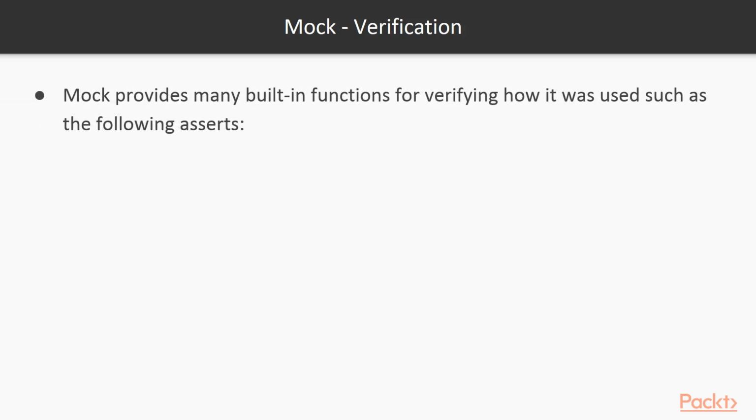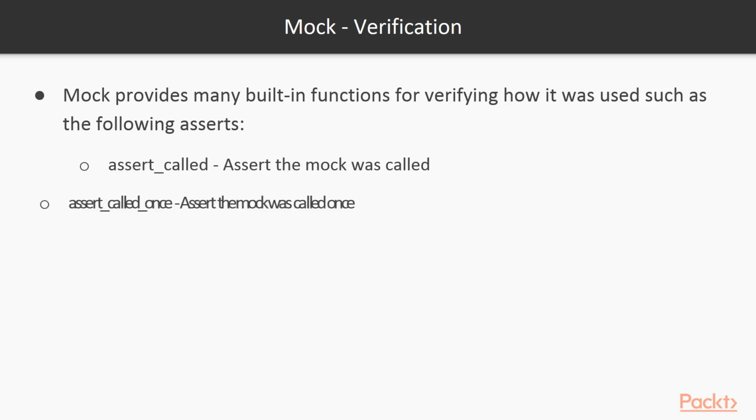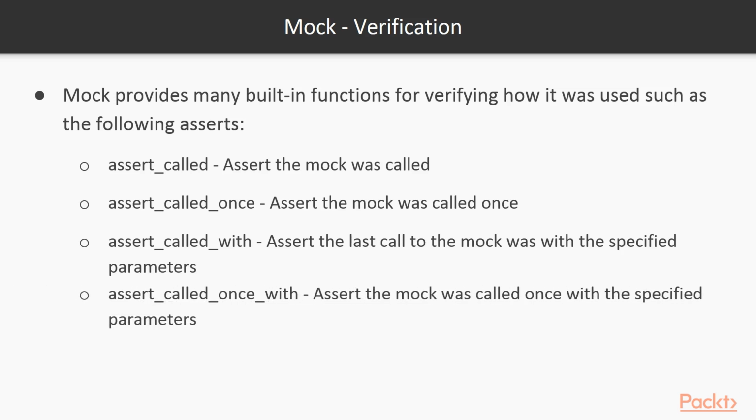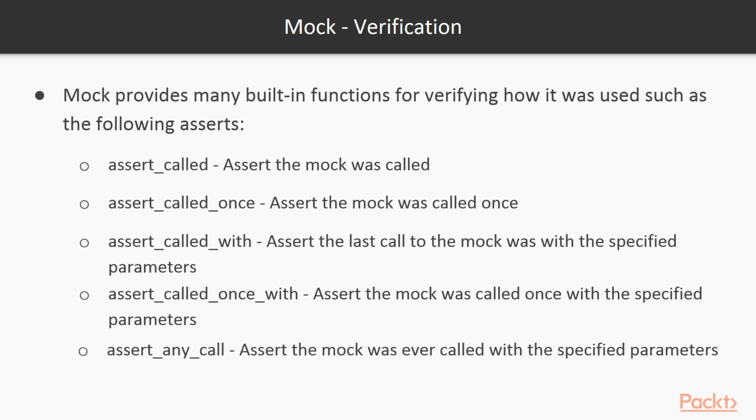Mock provides many built-in functions for verifying how the mock was called, including the following assert functions. The assert_called function will pass if the mock was ever called with any parameters. The assert_called_once function will pass if the mock was called exactly once. The assert_called_with function will pass if the mock was last called with the specified parameters. The assert_called_once_with function will pass if the mock was called exactly once with the specified parameters. The assert_any_call function will pass if the mock was ever called with the specified parameters. And the assert_not_called function will pass if the mock was never called.